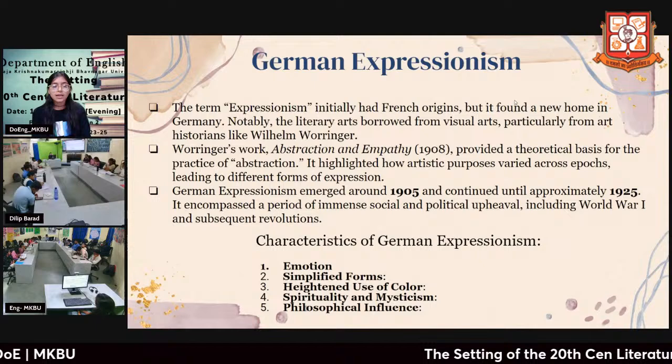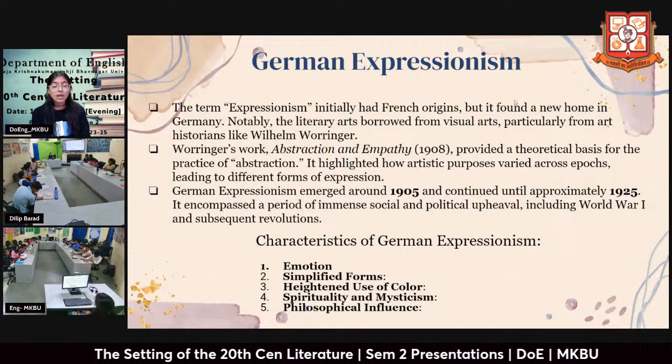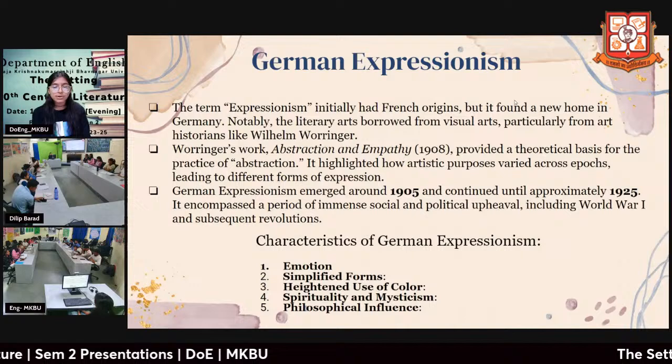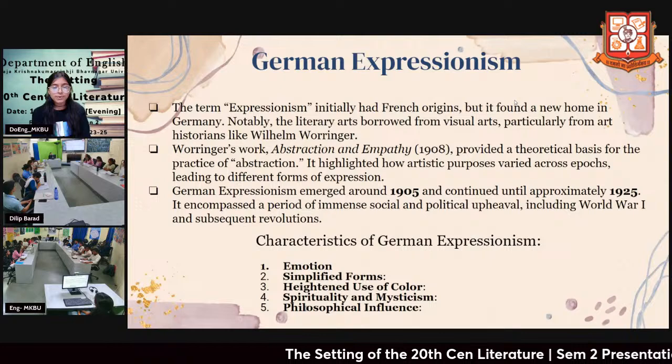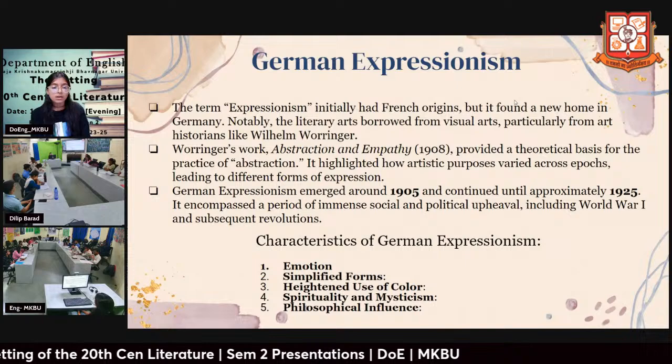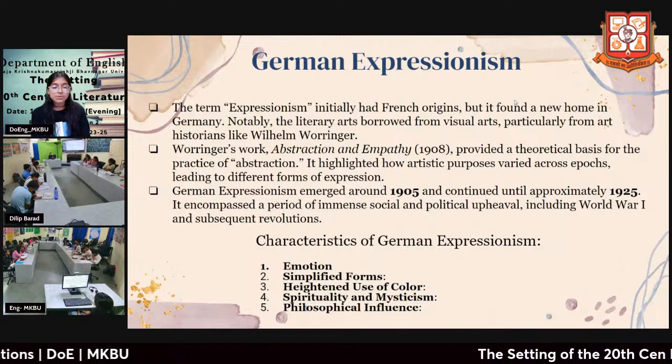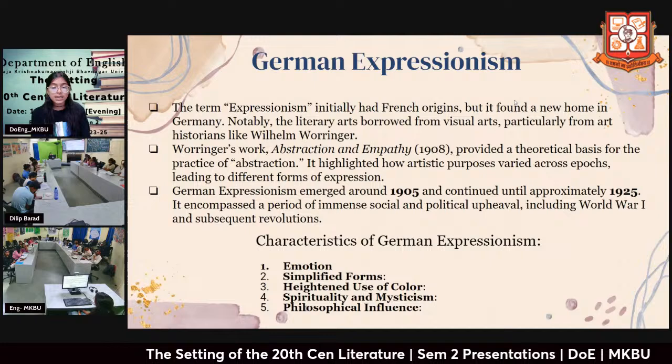Then German Expressionism. The term Expressionism essentially had French origins, but it found a new home in Germany. Notably, the literary arts borrowed from visual arts, particularly from art historians like Wilhelm Worringer. Worringer's work, Abstraction and Empathy, 1908, provided a theoretical basis for the practice of abstraction. It highlights how artistic work varied across epochs, leading to different forms of expression. German Expressionism emerged around 1905 and continued until approximately 1925.